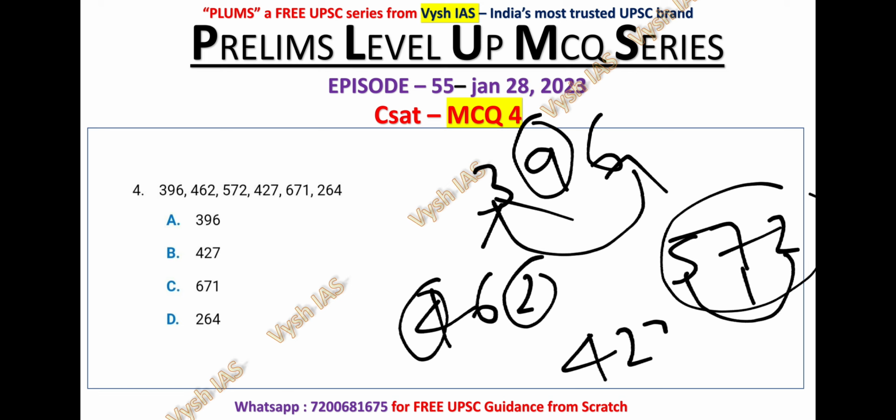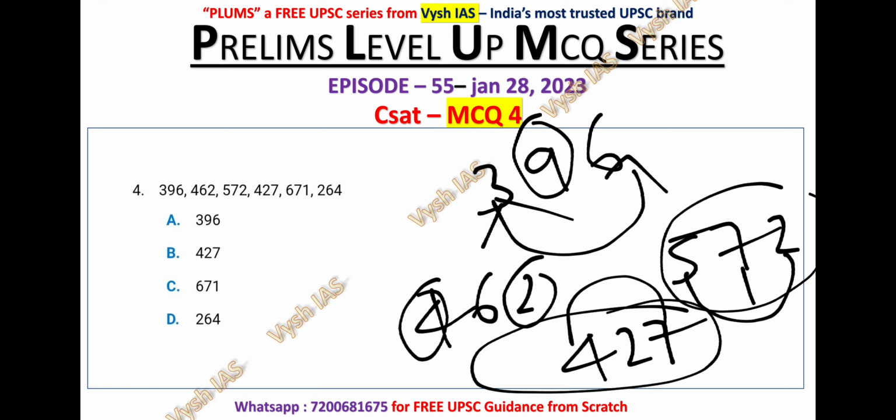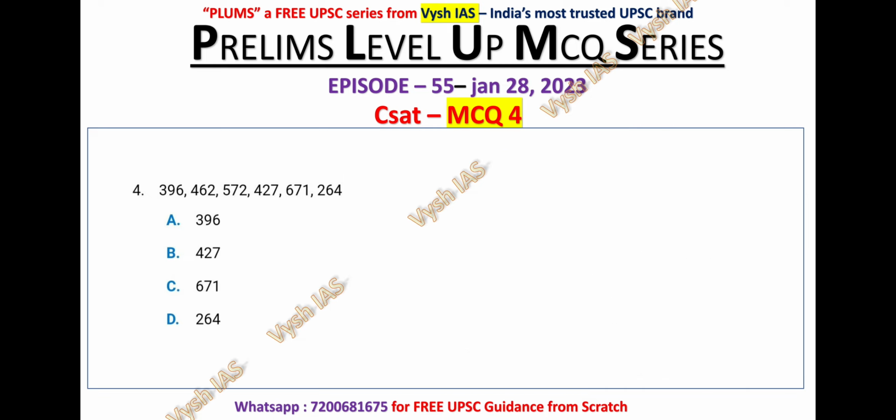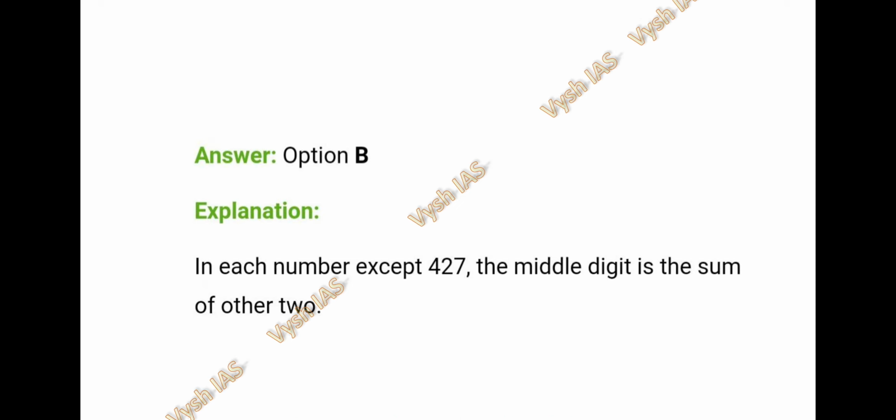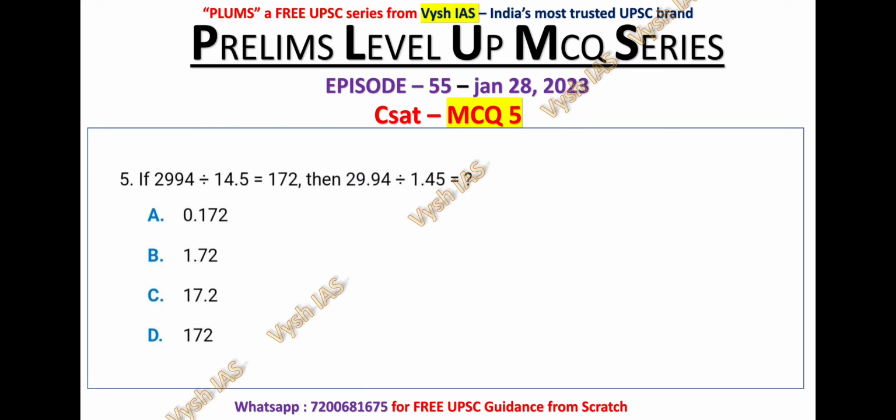If we take 427, the middle number is not the sum of the two numbers. So 427 will be the odd one out. Let's check 671 also. 6 plus 1 is 7, so this is also correct. 4 plus 2 is 6, the last one is also correct. So the odd one out in this question is obviously option B, that is 427. You can check the answer again in this slide as I have mentioned. Now let's solve MCQ number 5, the last one.